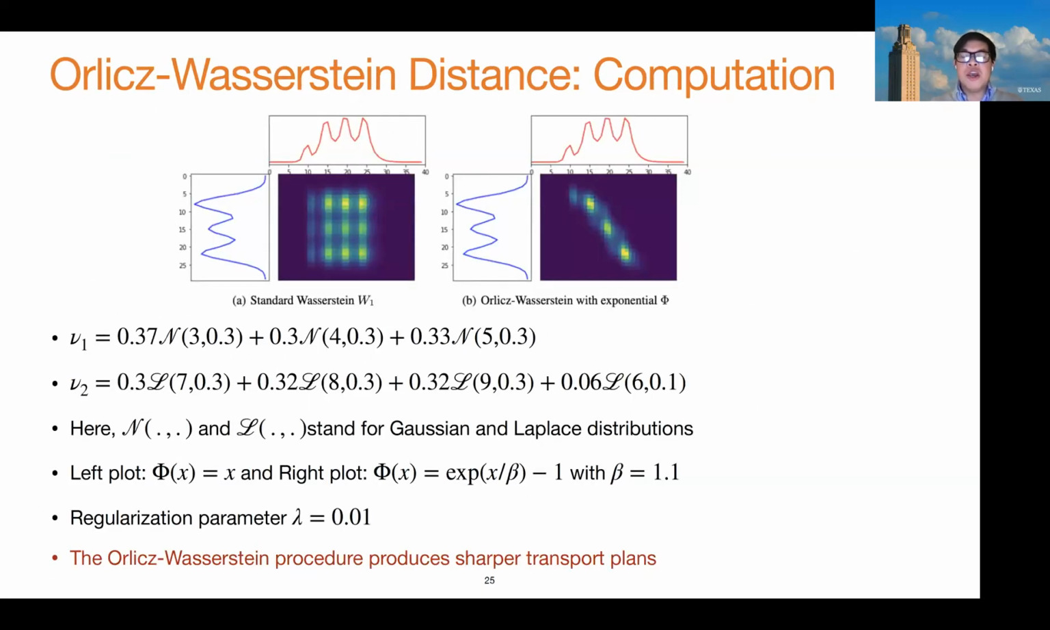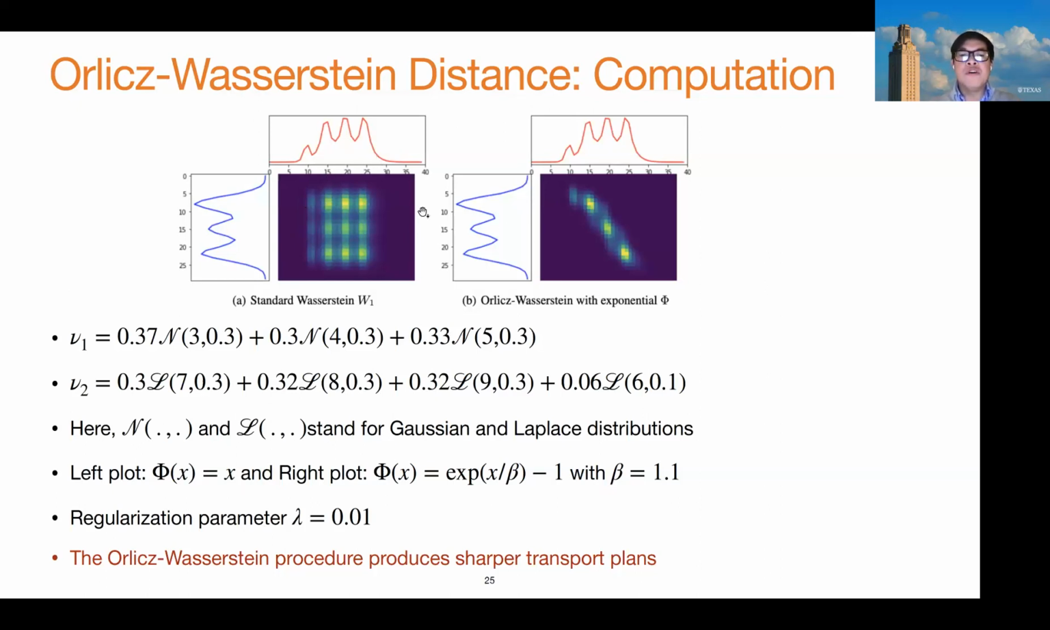And here we also have some simulations to compute the Orlicz-Wasserstein metric between two mixture models. Okay? Two mixture models. The first one is a Gaussian mixture model with three components, and the second one is a Laplacian mixture model with four components. And on the left-hand side, we have the plan, right, meaning the optimal transfer plan from the first-order Wasserstein metric. And for the right-hand side, we have the transfer plan, right, from the Orlicz-Wasserstein metric with exponential function phi.